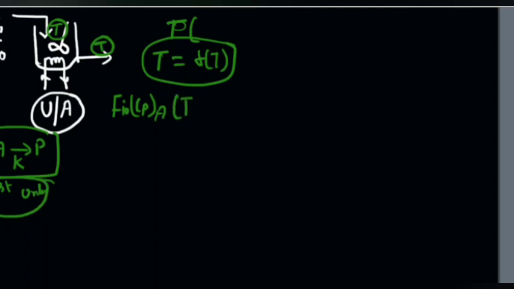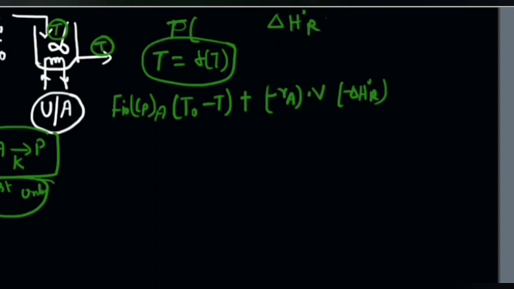Now understand one thing. This will be T naught minus T, plus, as I have told you, you have to substitute minus Ra into V into minus delta H naught R. I am assuming the enthalpy of reaction is not a function of temperature here. The enthalpy of reaction, delta H naught R, is constant. That you need to understand.